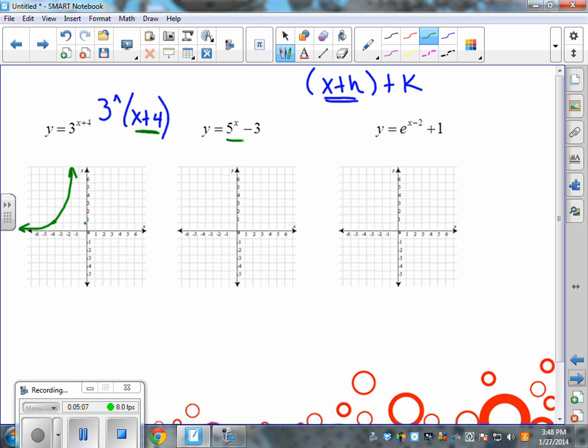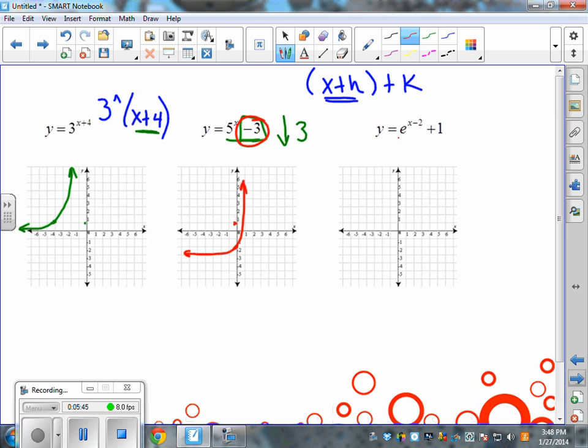Now the next graph, we have a minus 3 at the end, which is going to be a translation down 3 places. So again, normally my graph would go through the point 0, 1, but we're going to translate down 3 places, which is going to put me down here at negative 2. Since this is a 5 to the x graph, I expect it to be very steep. And I still have an asymptote. Since my point is down at negative 2, my asymptote would be right here at negative 3. So make sure you keep that graph so that it doesn't go past negative 3.